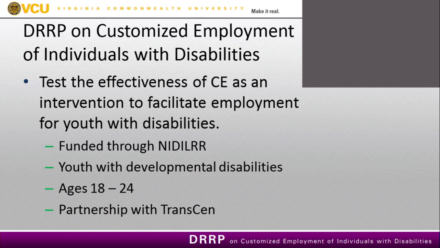And this project is funded through the National Institute on Disability, Independent Living, and Rehabilitation Research. And we're working with young adults with developmental disabilities who are ages 18 to 24. It is a partnership with Transcend, and we are evaluating and comparing employment outcomes of individuals with intellectual disabilities and autism who receive customized employment versus those who receive services as usual. At this point, we're going to hear from some of those employment specialists and research staff, both from VCU and Transcend, regarding the work that's been done thus far in the project.